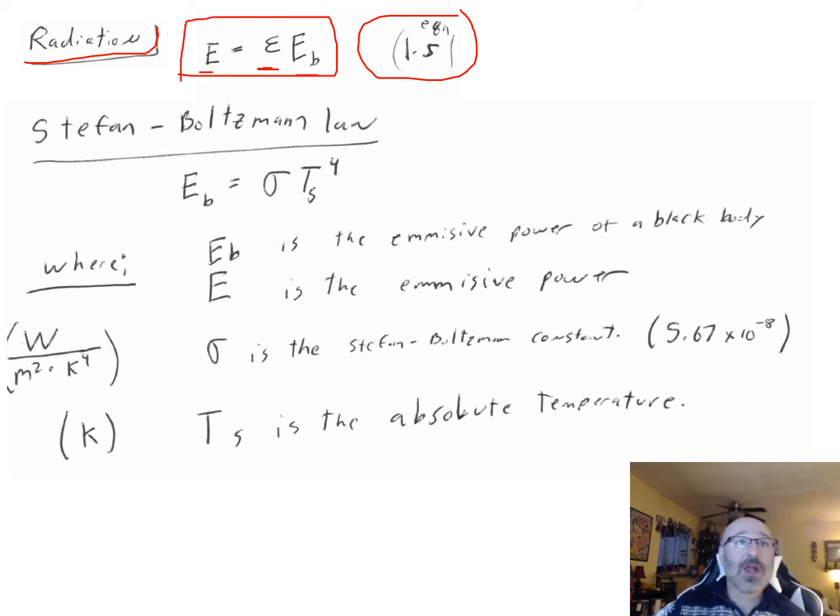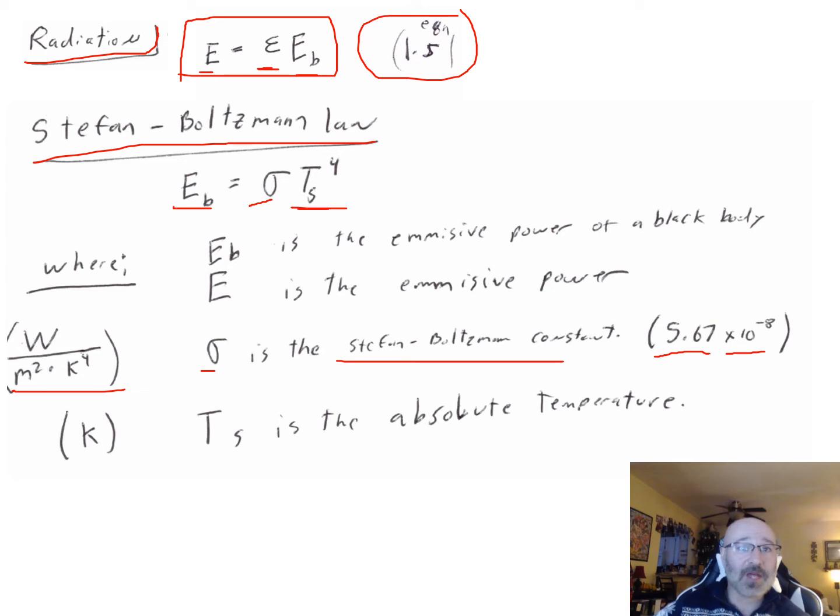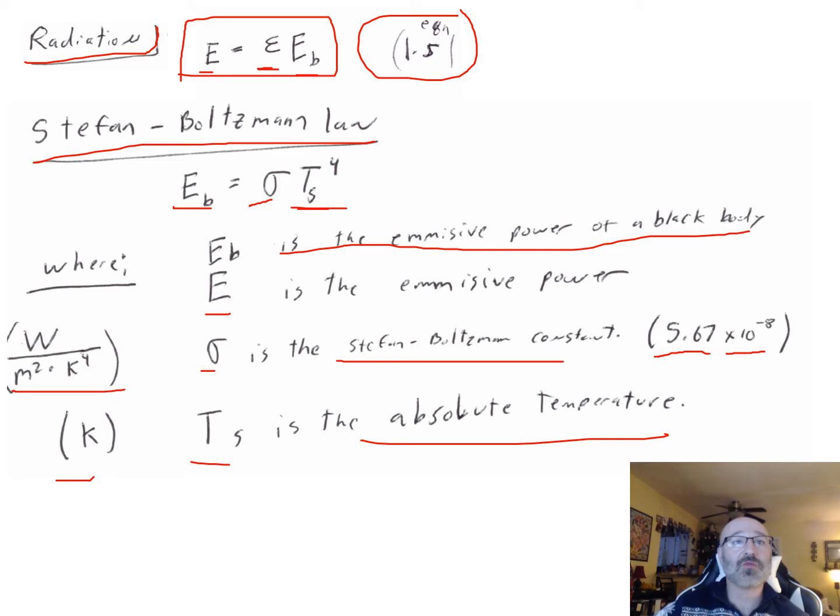Now, E_b we can get from the Stefan-Boltzmann law. So E_b is equal to sigma times T_s to the fourth, where sigma is the Stefan-Boltzmann constant, given to us as a value of 5.67 times 10 to the negative 8, and our units are watts per meter squared times Kelvin to the fourth. Going back up, T_s in this equation is our absolute temperature, in units of Kelvin. E_b is the emissive power of a black body, and our E value from governing equation 1.5 is the emissive power.